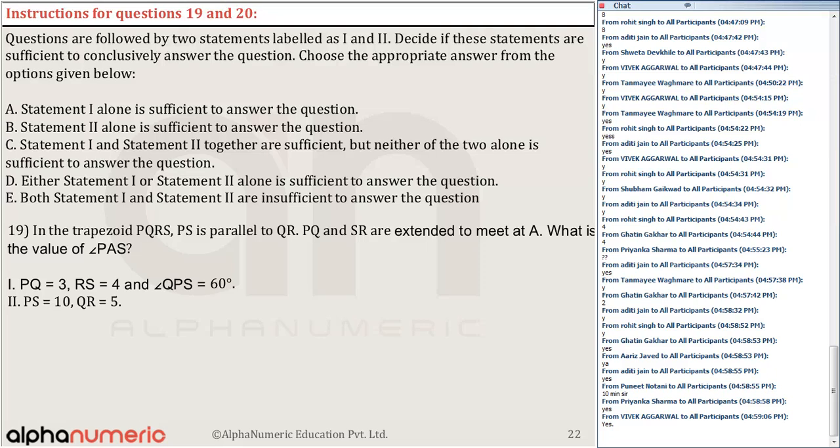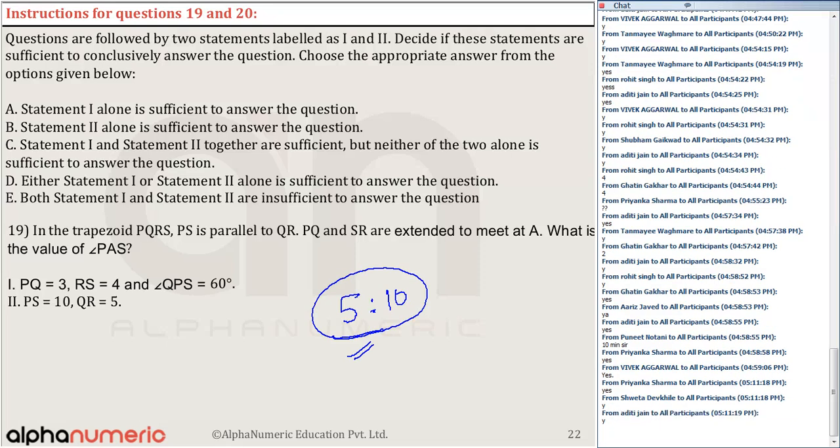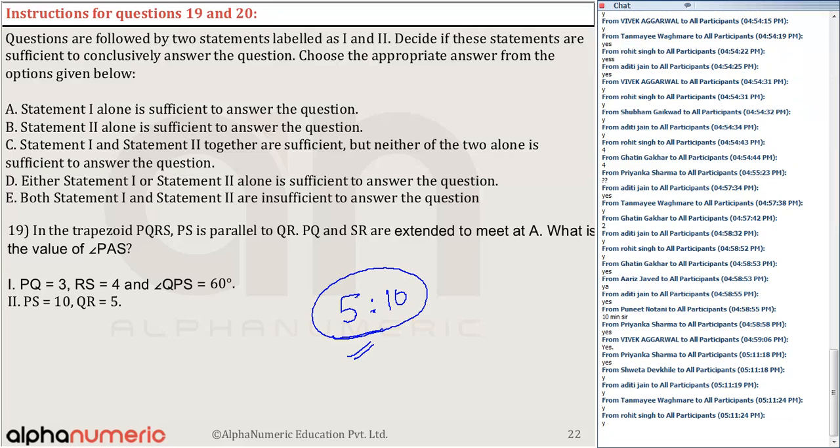Okay. So let's start. Am I audible to all of you? Please respond. Should we start now? ठीक है, चलो let's start then.